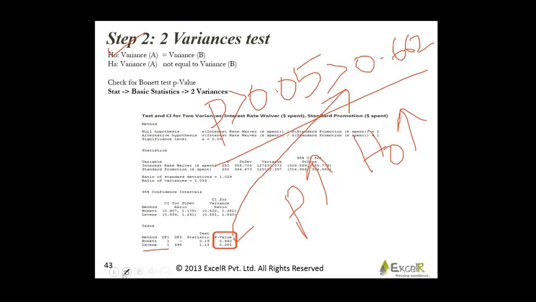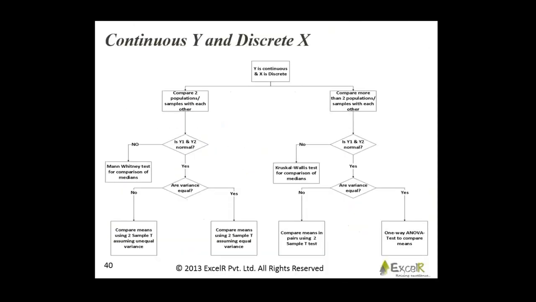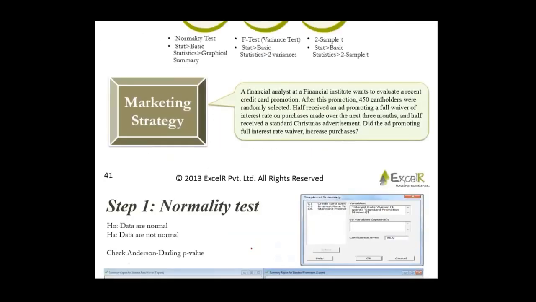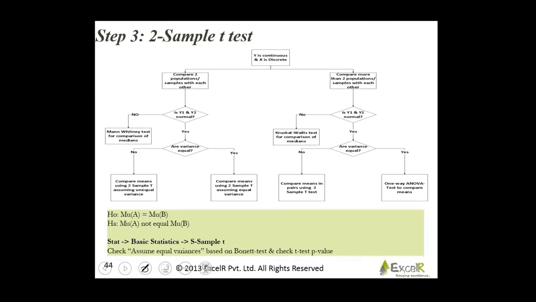And let us go back to the flowchart and see what happens if the variances are equal. If the variances are equal, you're going to compare the means using a two sample t-test, assuming equal variances. You're assuming equal variances now. Let me go to the third step. All right, it's there here also.